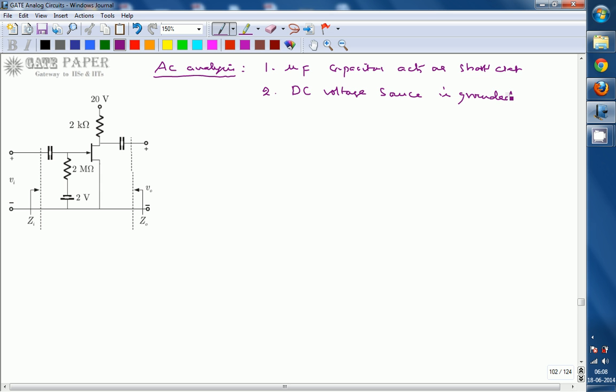AC analysis is only related to the variations produced at circuit nodes, that is circuit parameters, but in the DC source there is no variation, there is no change. That change is nothing but zero change. So zero change is treated as the DC voltage source being connected to ground. In other words, this is one way of saying why the DC voltage source is grounded.